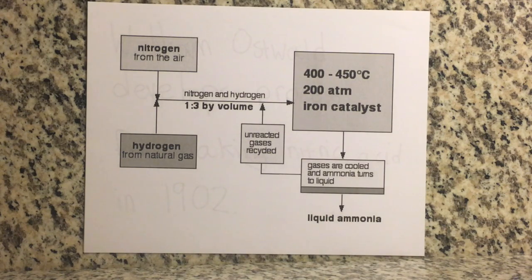Here's a diagram of the Haber process. So we start out with nitrogen from the air and hydrogen from natural gas, and those come together in a 1:3 ratio at a temperature of 400 to 450 degrees Celsius and at a pressure of 200 atm with an addition of an iron catalyst, and then these gases are cooled and the ammonia turns to liquid.